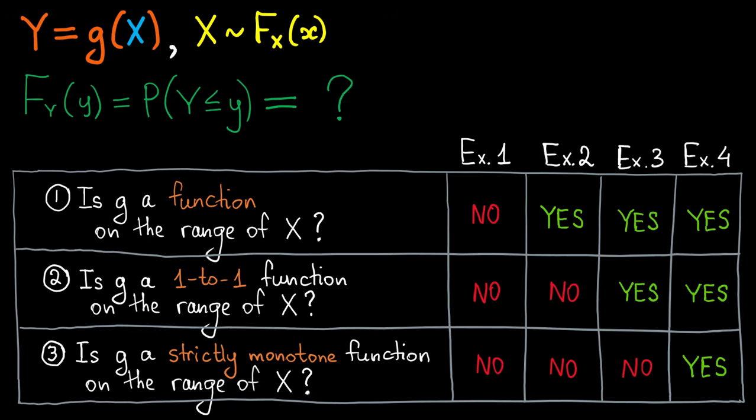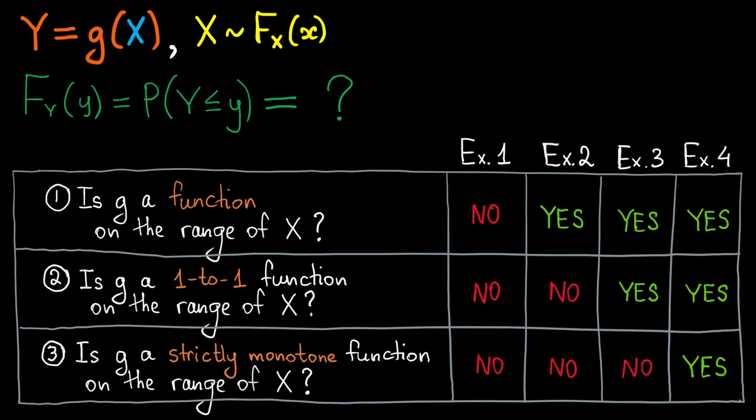In example 2, we'll look at a transformation G that is a function but not 1-to-1. In example 3, we'll look at a transformation G that is a 1-to-1 function but not a strictly monotone function. And finally, in example 4, we'll look at transformation G that has all these three powers turned on. It's a function, it's a 1-to-1 function, and a strictly monotone one.